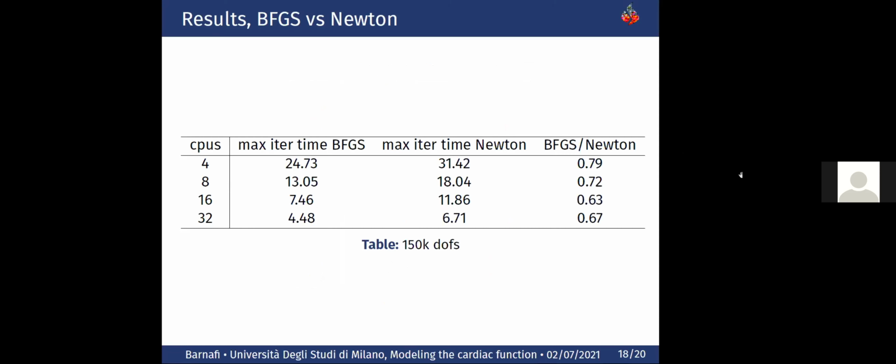So we did the same thing. We considered a regularly sized mechanics problem, and doubling CPUs, we see that this performs better and better with time.